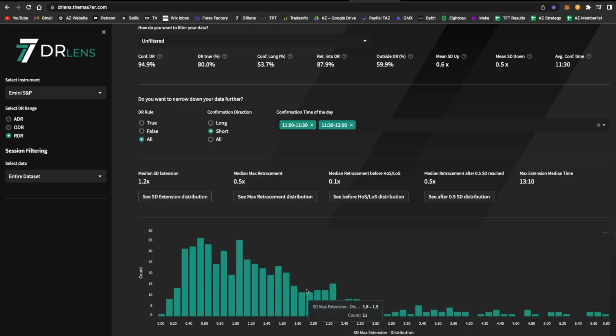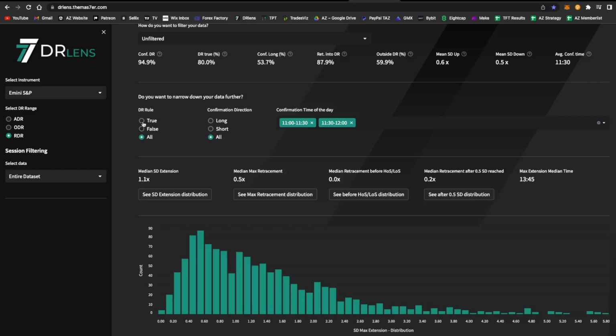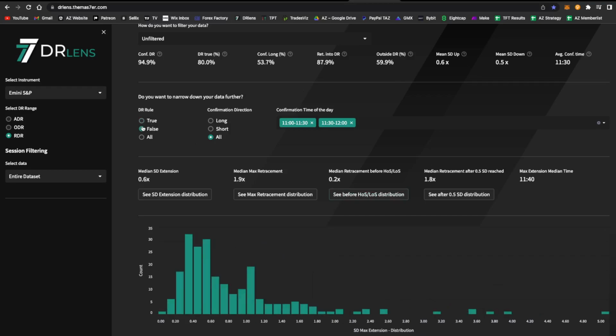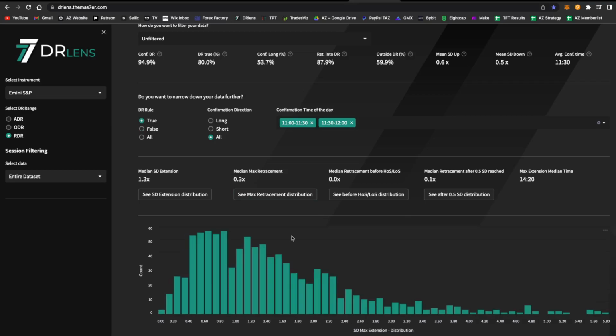That's the distribution for shorts. This is the distribution for all, and if the DR rule holds true, that's what it's going to look like, and for invalid, that's what it's going to look like. If it was too quick and you want me to go over one setting specifically, just send it into the Discord chat right here.